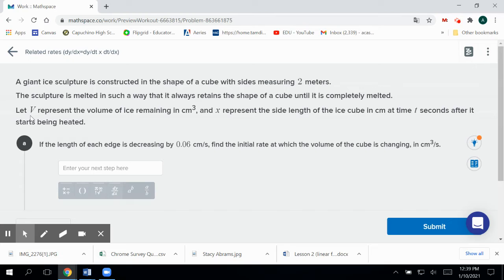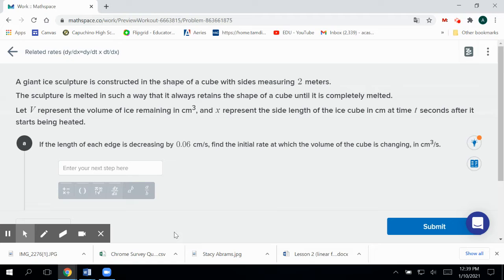So let V represent the volume of ice remaining. And notice that it says cubic centimeters, okay? So the first thing you want to do is change this 2 meters up here. You want to change that to centimeters. So instead of 2 meters, in centimeters, that would be 200 centimeters. So that's like the biggest thing to pay attention to. So X represents the side length of the ice cube in centimeters at time t seconds after it starts being heated. Okay, so I'm actually making some notes right now, and I'll show you my notes in a minute, but I'm going to have a side length of X, and I know I'm going to have to deal with volume.